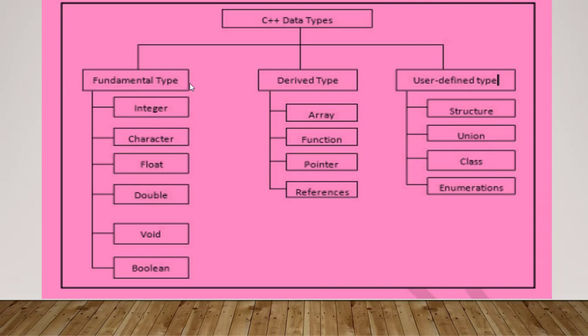These are the different fundamental data types which we have studied. Derived data types are array, function, pointer and reference. We'll be studying these data types in our next classes. User defined data types are structure, union, class and enumeration. Derived data types are derived from fundamental data types, and user defined data types are also derived from fundamental data types, but they are user defined.